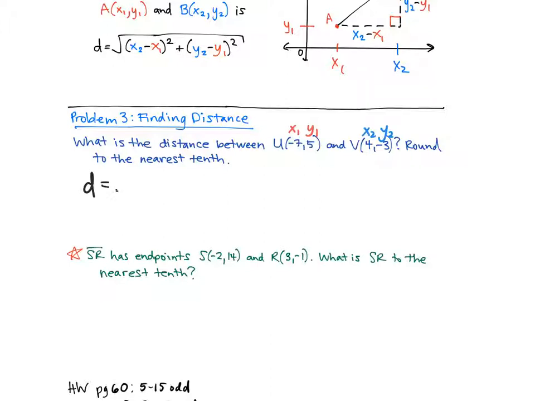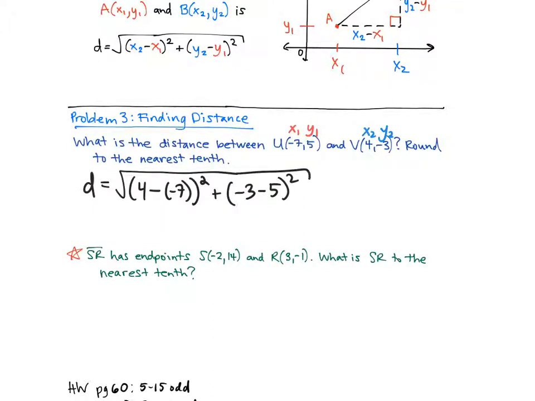Right, so this is the square root of the difference between my x's. So x2, that's going to be my 4. x1 is my negative 7. So this is 4 minus negative 7, squared. And then y2 is negative 3. y1 is 5, so negative 3 minus 5, squared. Okay, so setting up is one of the hard parts, right? The other hard part is going to be solving it.